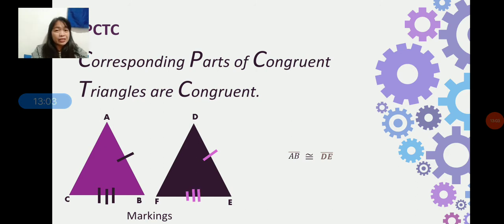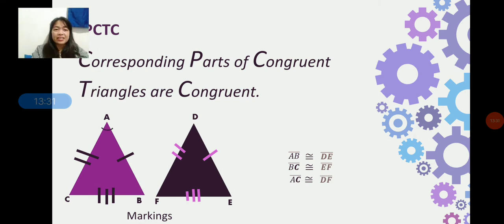Now take a look at their markings. They have the same or common number of lines or markings. Now we can say that side BC is congruent to side EF. And last, if we have sides AC and DF, we can say that side AC is congruent to side DF. And those are the sides.